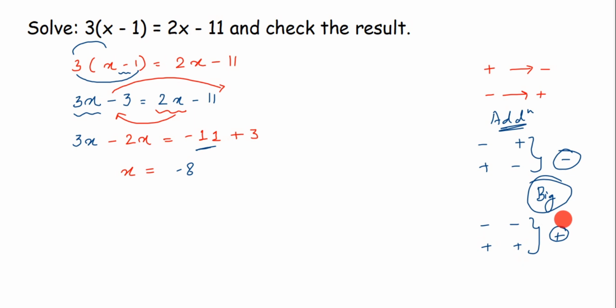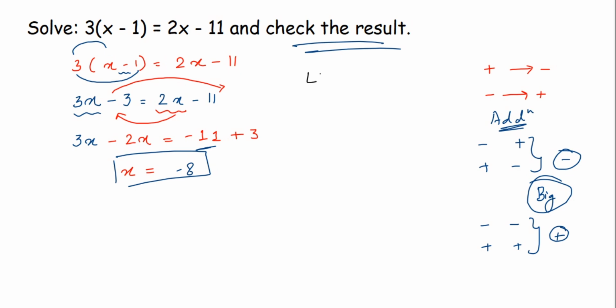Okay, so we got the x value which is minus 8. Now let's look at the other part. We have to check the result. What does this mean? Check the result means you have to substitute the x value and verify it. You have to check if LHS and RHS are the same or not. This is like a verification. You have to verify it. So let's check the result.